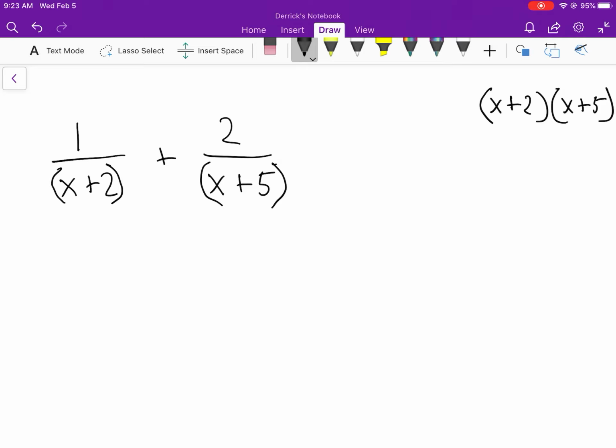Okay? You do not ever need to FOIL out your denominators, meaning how I've written it over here in the top right of the screen, that's exactly how you can leave your denominators. I don't need you to FOIL them out, it's not necessary.